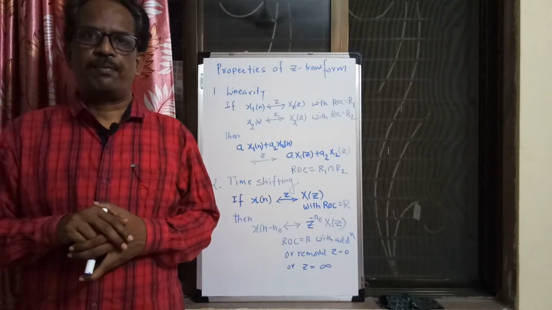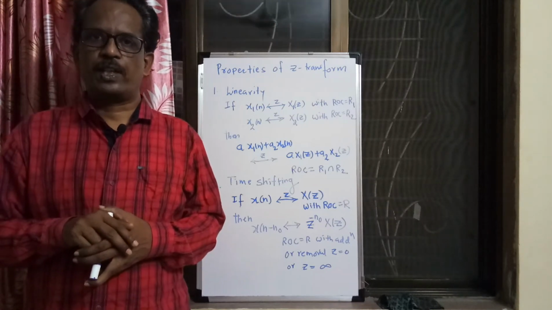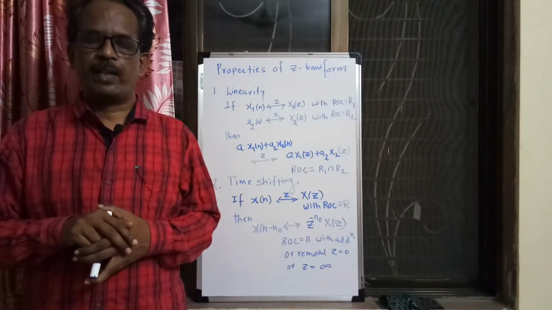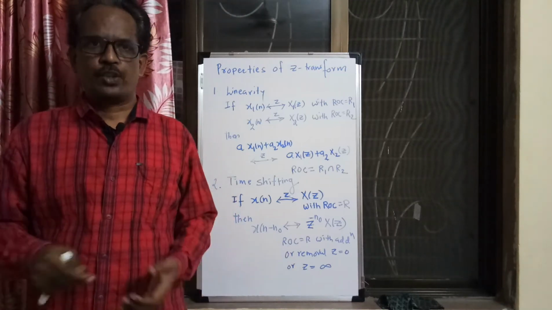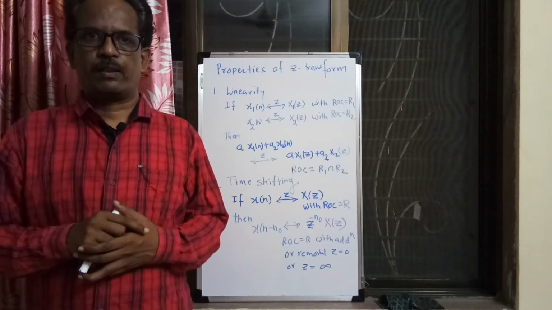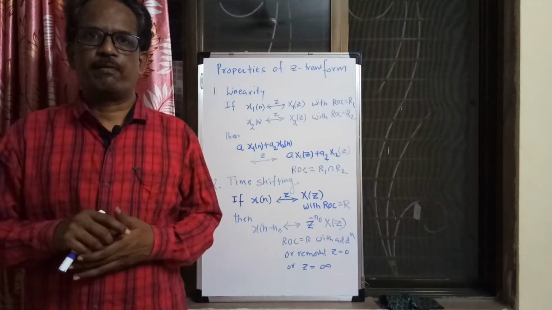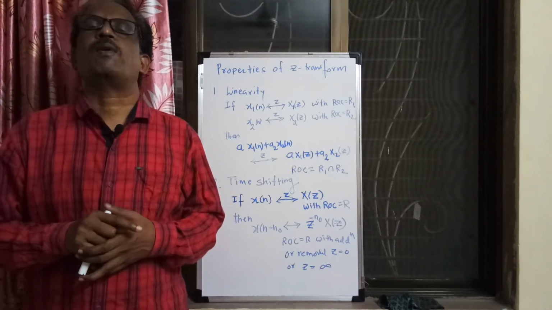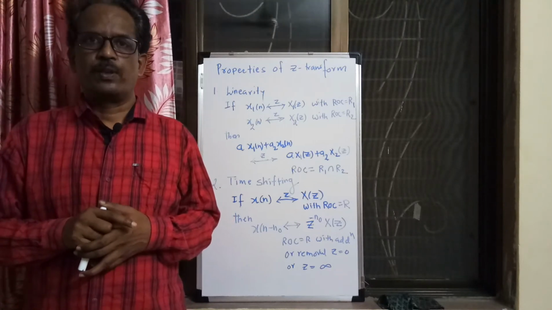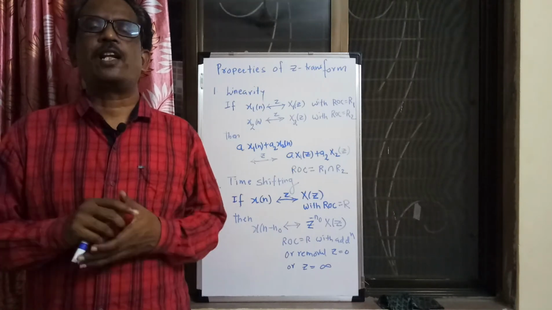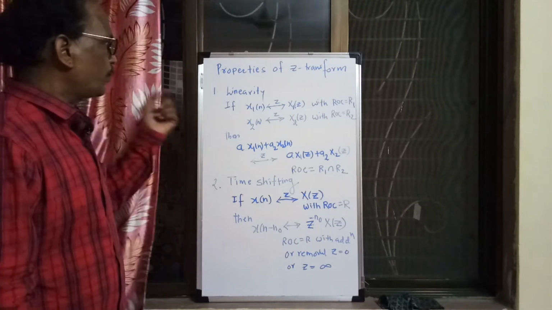If you are having a difference equation, in case of continuous domain we have differential equations, and in discrete domain we have difference equations. A difference equation is the representation of the system. So any digital system can be represented with the help of a difference equation, and finding the Z transform of that difference equation is similar to applying the Laplace transform on a differential equation. So now let us move on to the properties of the Z transform.